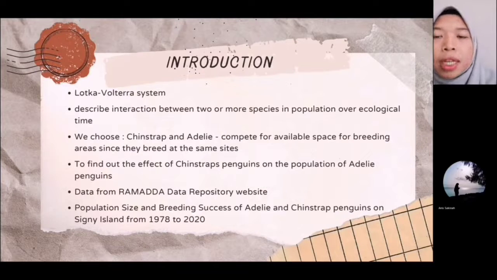We choose Chinstrap and Adelie penguin as the two competitive species. Alejandro et al. in their article state that these two species compete for available space for breeding areas since they breed at the same sites. We modeled a Lotka-Volterra system to find out the effect of Chinstrap penguins on the population of Adelie penguin. The data that we used are the population size and breeding success of Adelie and Chinstrap penguins on Signy Island from 1978 to 2020 that can be found at the Ramadan Data Repository website.